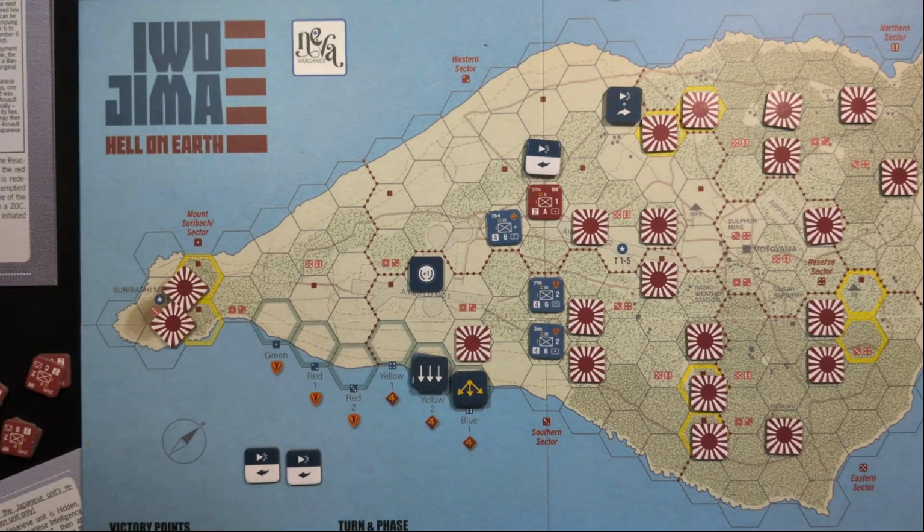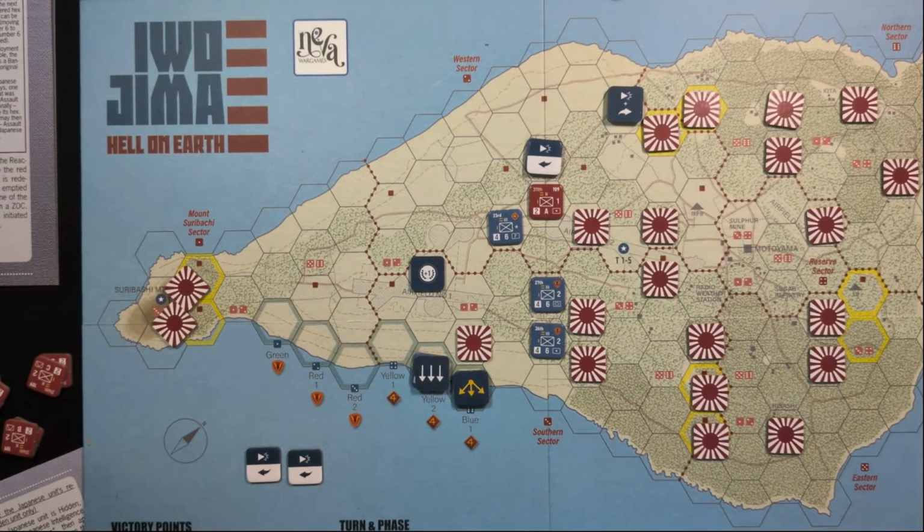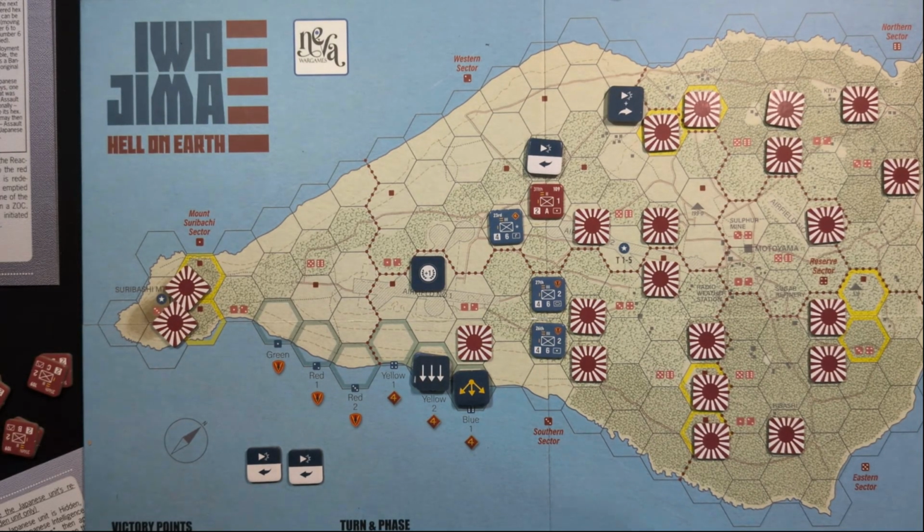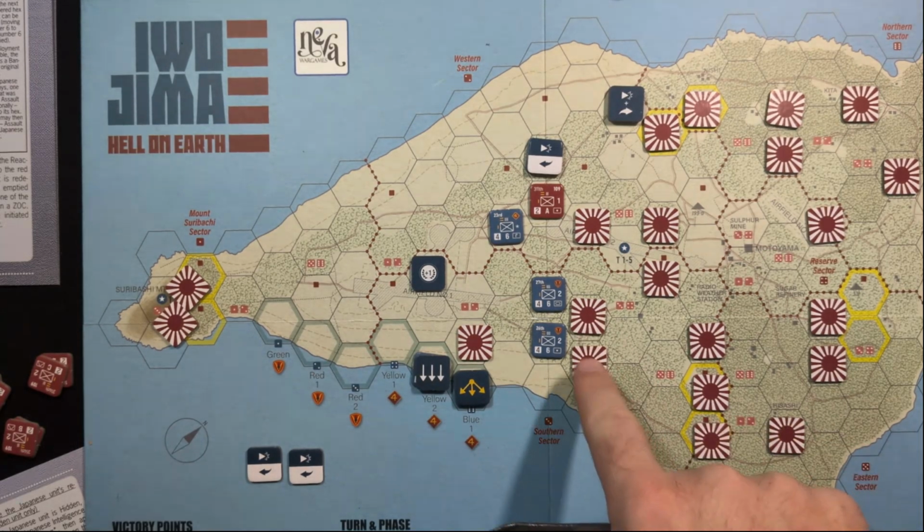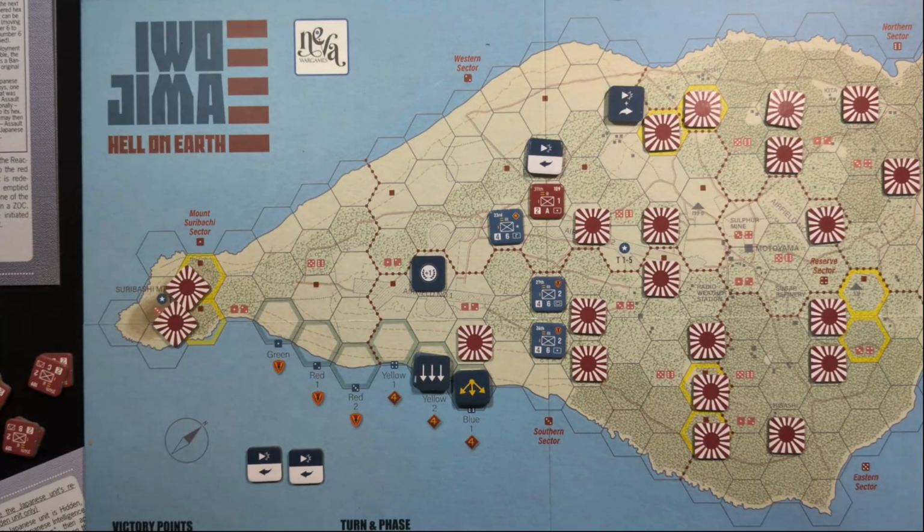Okay, so we are still in the first attack phase. We saw previously how to do a recon action, and we also can do an assault action. So you need to select an adjacent Japanese unit as a target, and you need to select up to 2 US units for performing that assault.